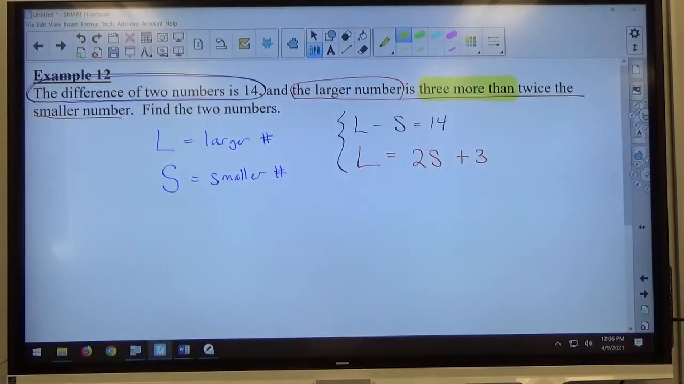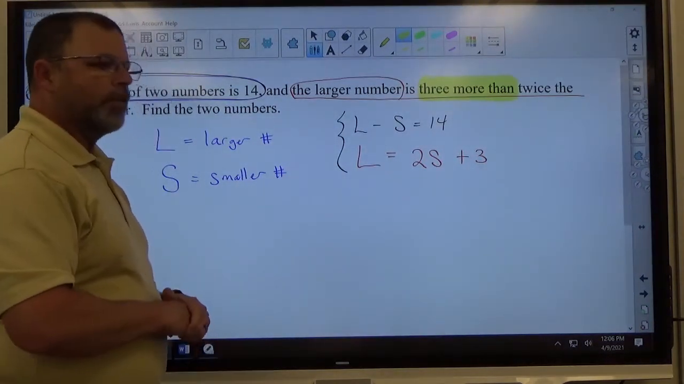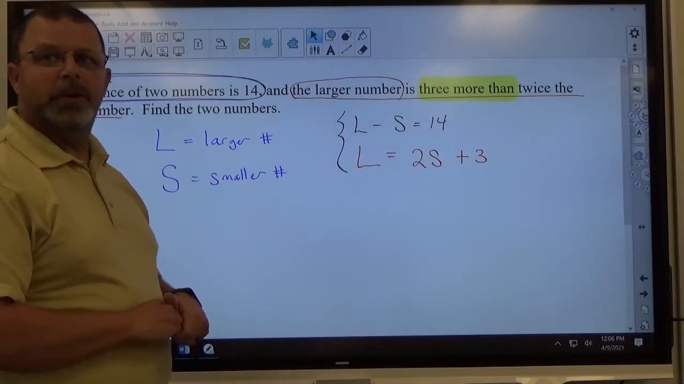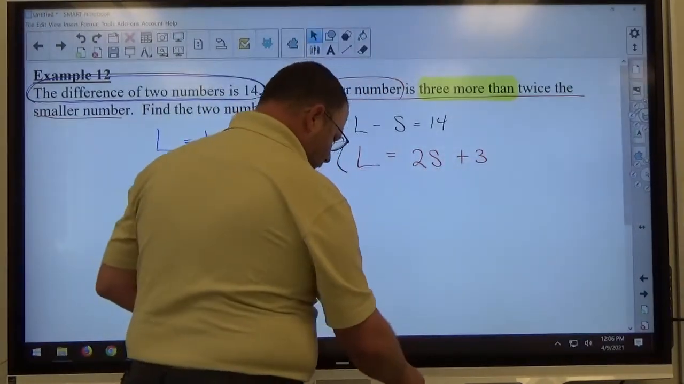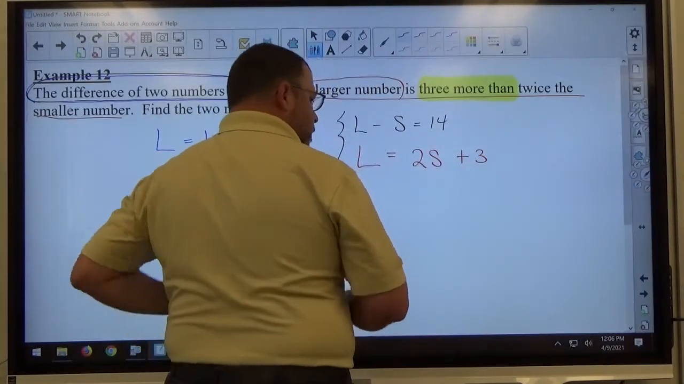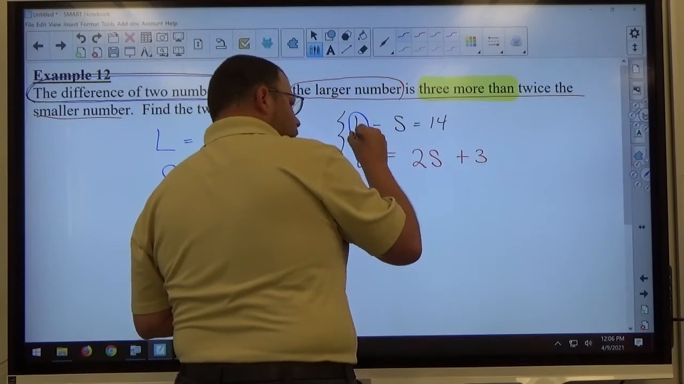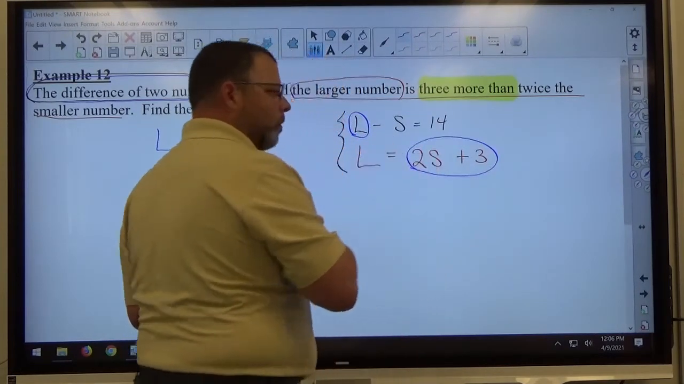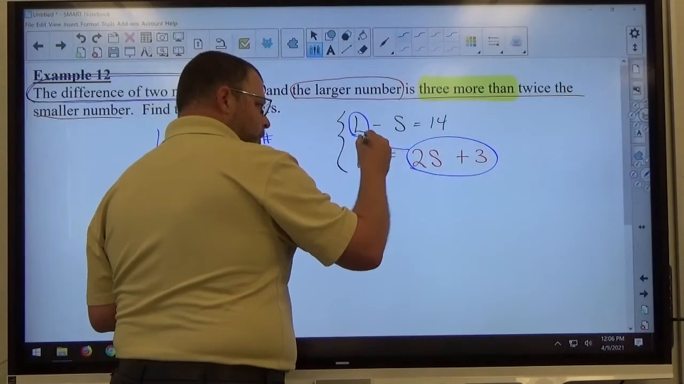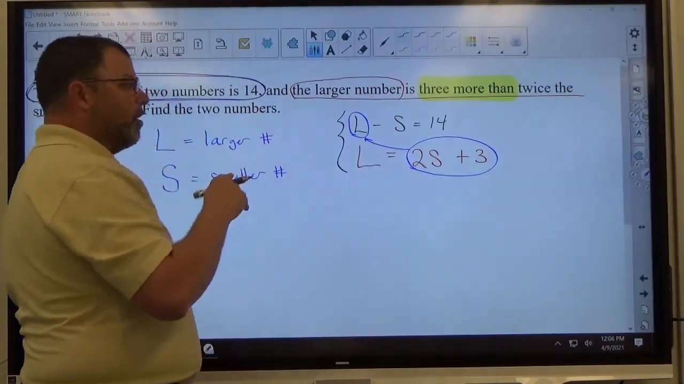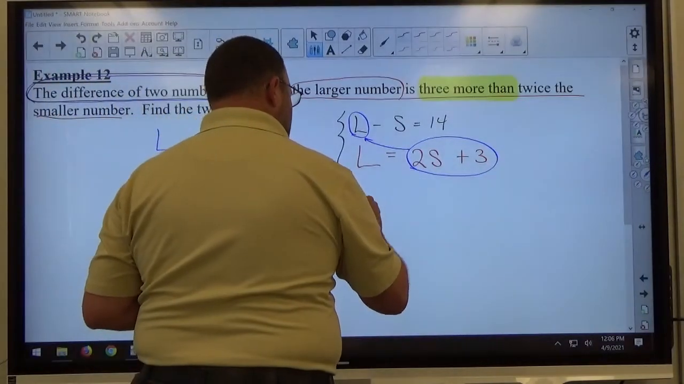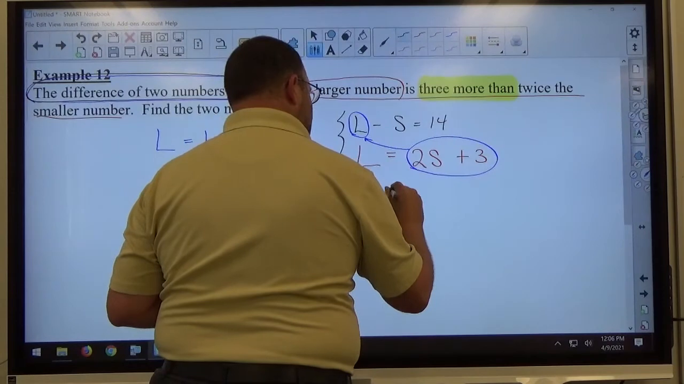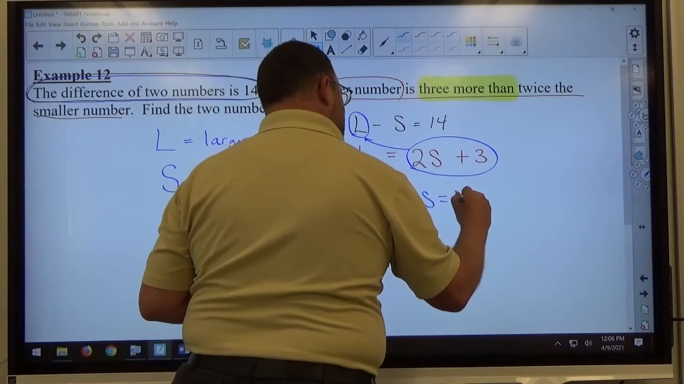So that is a system of equations that represents what's happening in this problem. Now, the setup for this one is much more efficiently done with substitution. This says L equals an expression representing S, right? So I have the capacity to replace this L up here with this expression that L equals. So I'm going to substitute right there. So the top equation currently reads L minus S equals 14. It's going to be transformed into 2S plus 3 minus S equals 14.